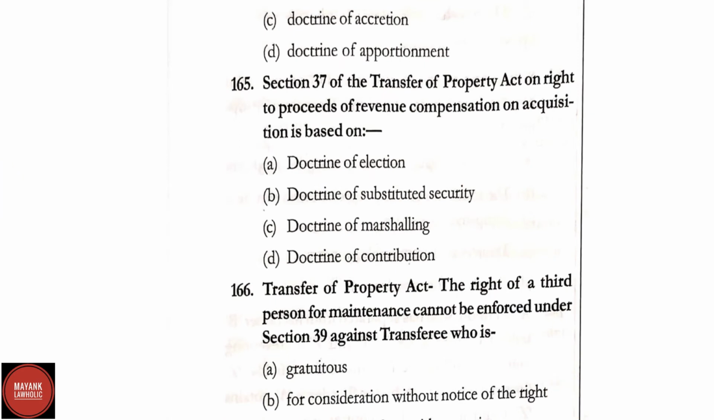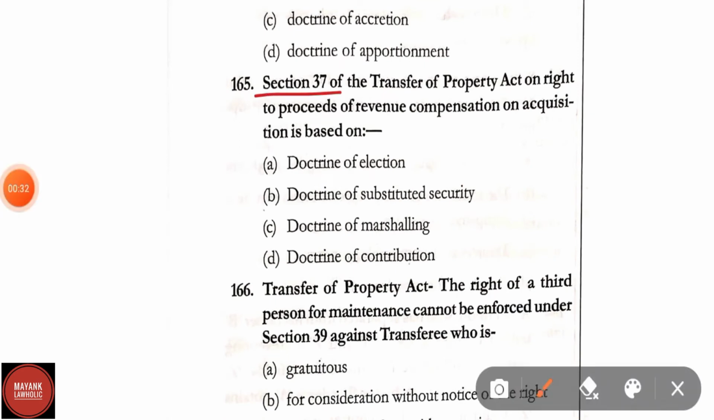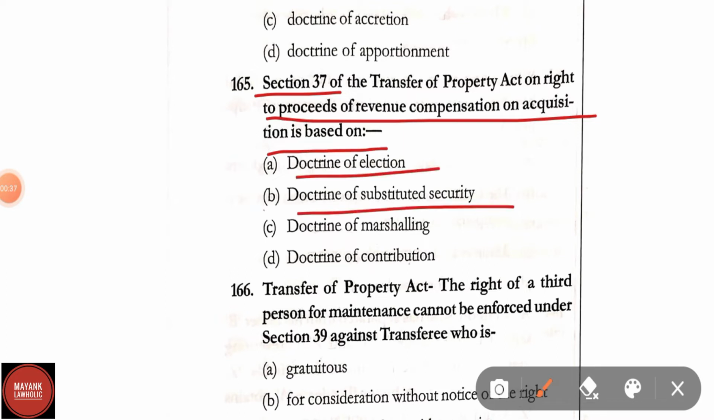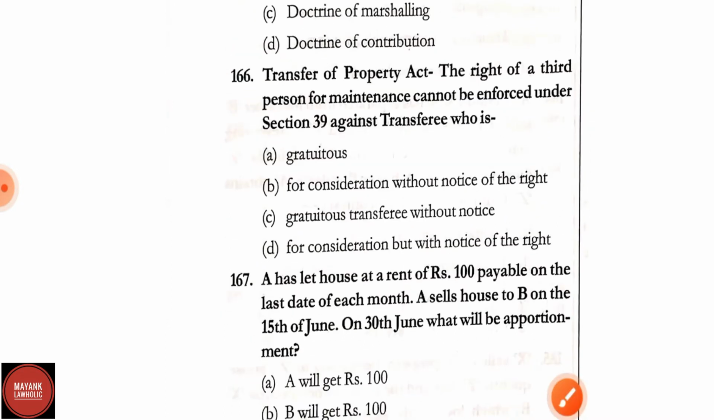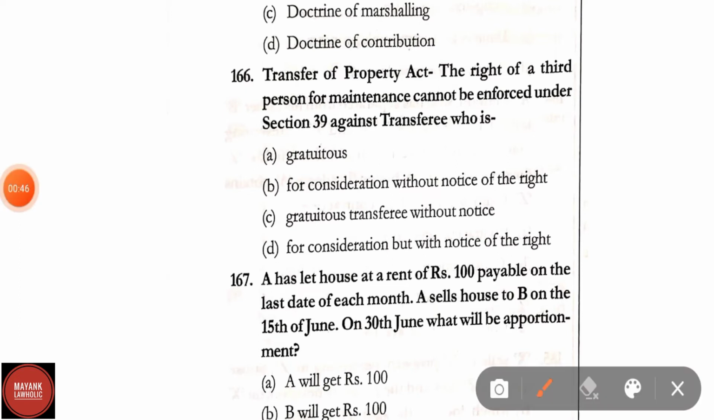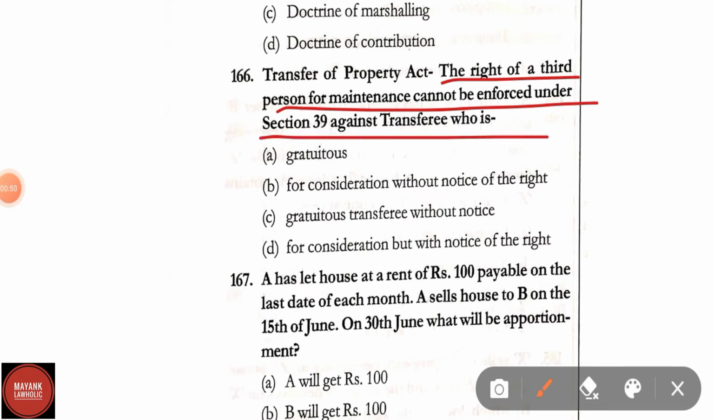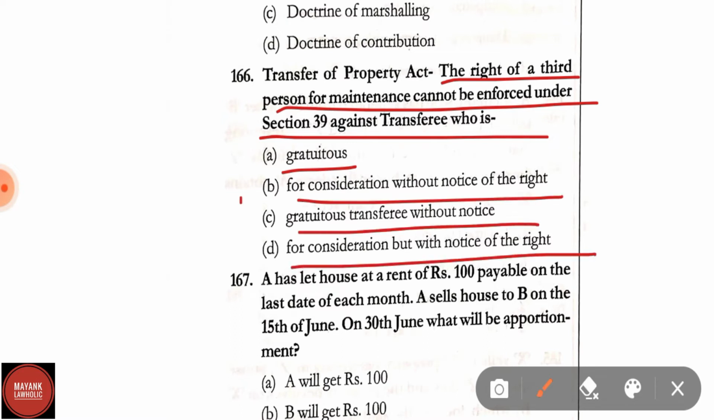Question number 165. Section 37 of the TPA on right to proceeds of revenue compensation on acquisition is based on doctrine of election, doctrine of substituted security, doctrine of marshalling, doctrine of contribution. Correct answer is option D, that is doctrine of contribution. Question number 166. Transfer of Property Act. The right of a third person for maintenance cannot be enforced under section 39 against transferee who is gratuitous for consideration without notice of the right, gratuitous transferee without notice for consideration but with the notice of the right. Correct answer is option B, for consideration without notice of right.